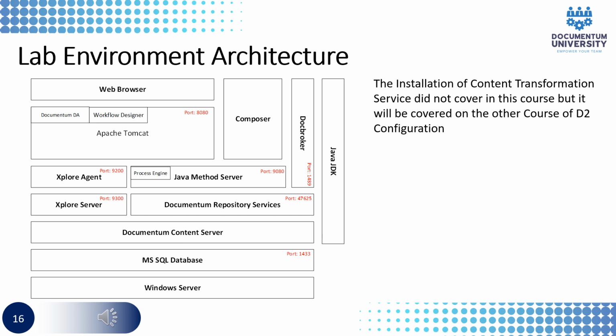In the diagram, we have specified the default required port for each service. The Apache Tomcat runs on port 8080, the DocBroker on port 1489, the Documentum repository services on port 47625, the Java method server on port 9080, the Explorer server on port 9300, the Explorer index agent on port 9200, and the MS SQL database on port 1433. Please note that all ports are not configured for SSL.